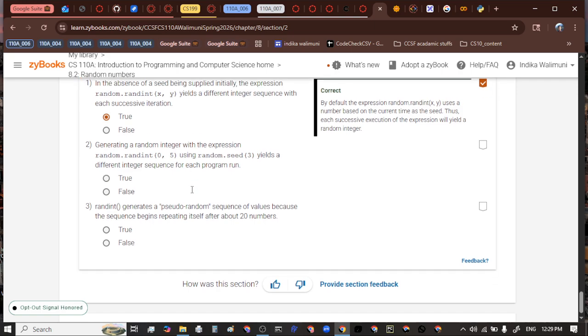And the last one: randint generates a pseudo random sequence of values because the sequence begins repeating itself after about 20 numbers.